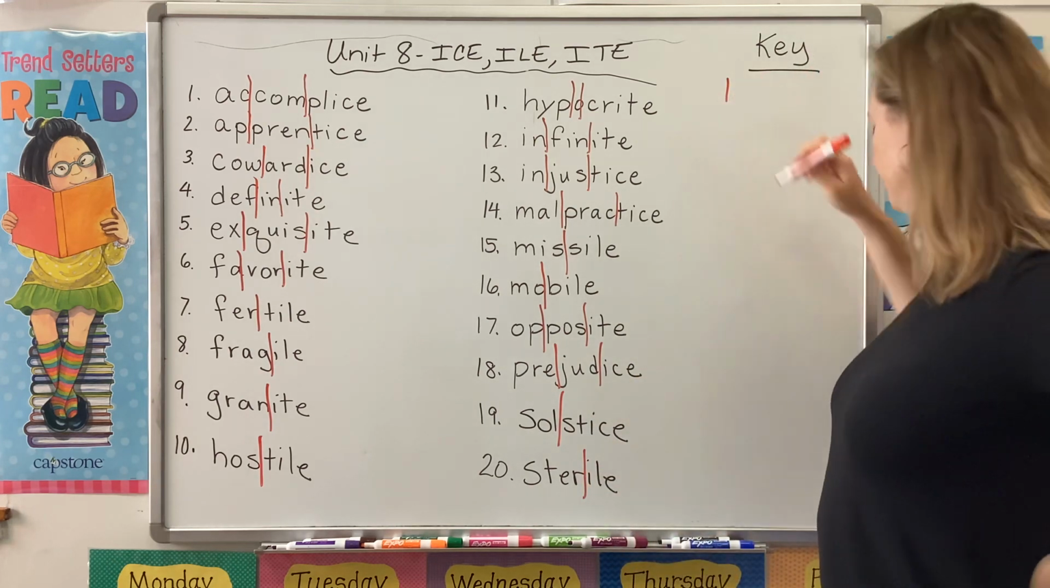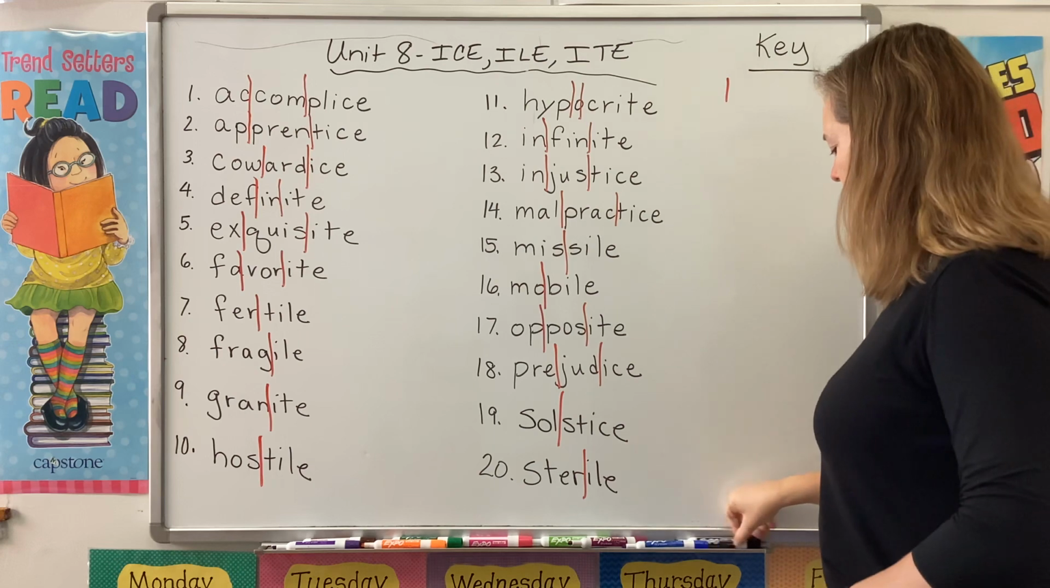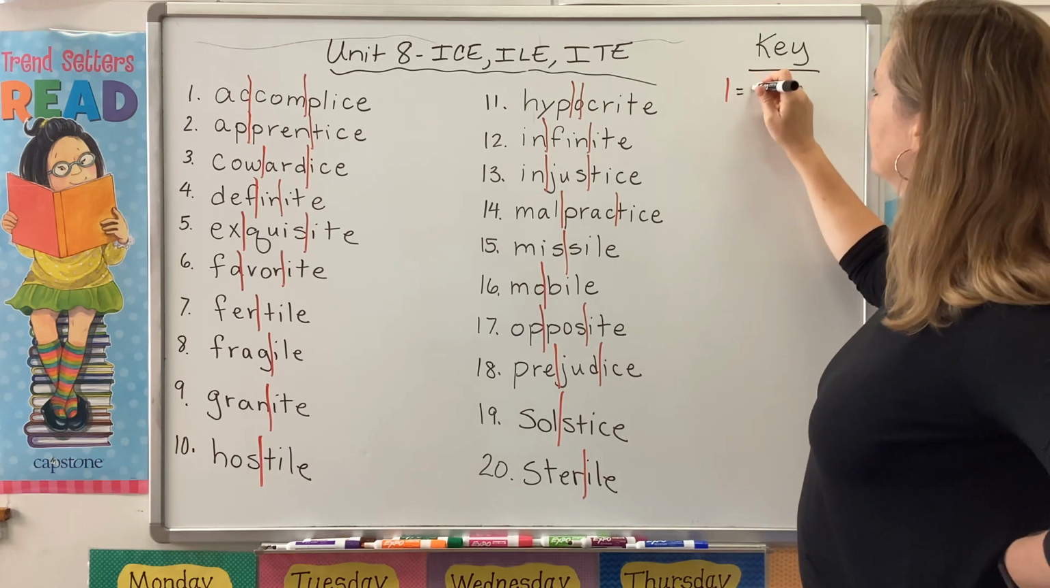Okay, red vertical line equals syllable break.